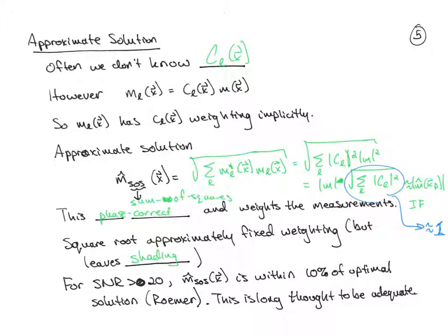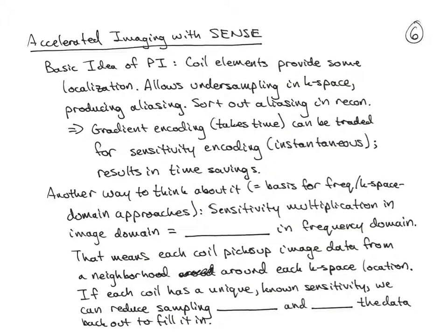But for an SNR greater than about 20, which is not too hard to reach usually in MR, this coil combination is within about 10% of the optimal solution, which was a result derived by Roemer. So this is long thought to be adequate, though nowadays most scanners are able to get the sensitivities and do the more sophisticated combination. So now let's switch gears and go further into accelerated MR imaging with SENSE.